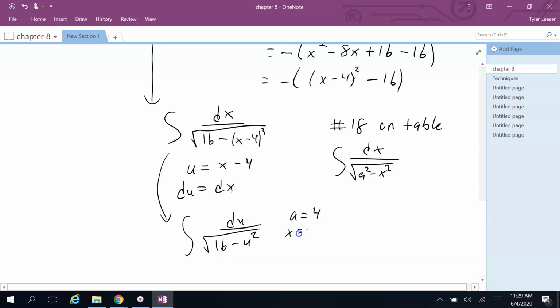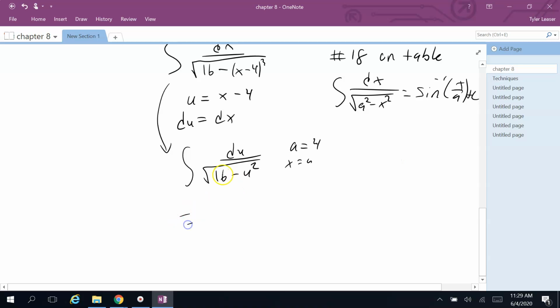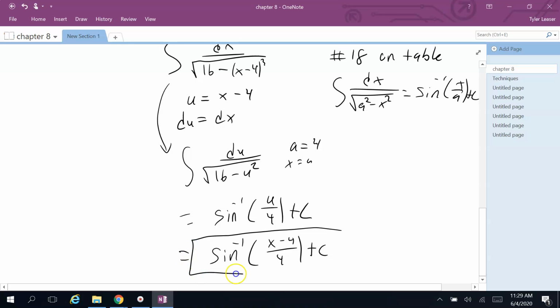And then from the table, the x is going to be u. If you look on the table, it gives you the antiderivative for this. The antiderivative for this is sine inverse of x over a plus c, which means that our integral here is going to have antiderivative of sine inverse u over 4 plus c. Do not forget to resubstitute out the u though, so our final answer is sine inverse of (x minus 4) all over 4 plus c.